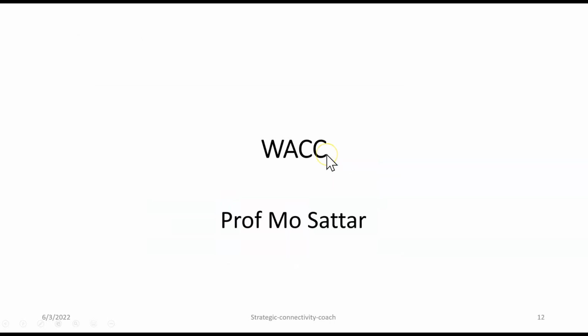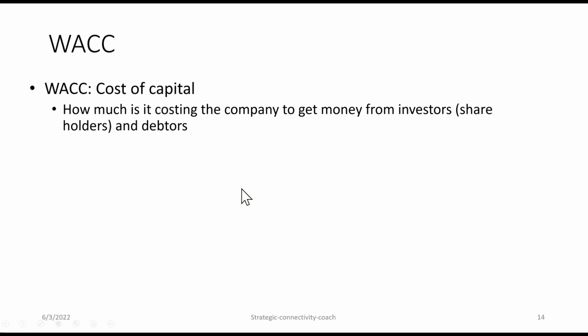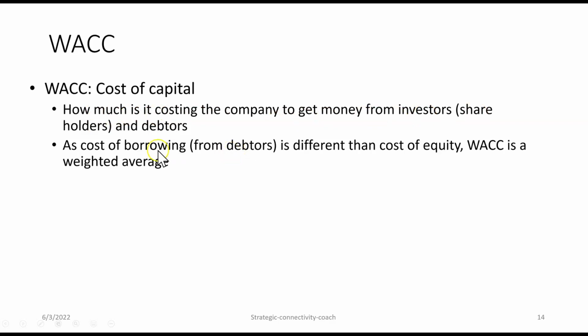Now, the next thing we want to do is to talk about the second component we talked about for the economic value added, and that is weighted average cost of capital. So the weighted average cost of capital is the overall cost of capital for how the company has to either borrow or get the investors to invest. And so the formula basically would include how much it is costing the company to get money from the investors, the shareholders, and the debtors. As the cost of borrowing from the debtors is different than the cost of equity, the weighted average cost of capital is a weighted average.